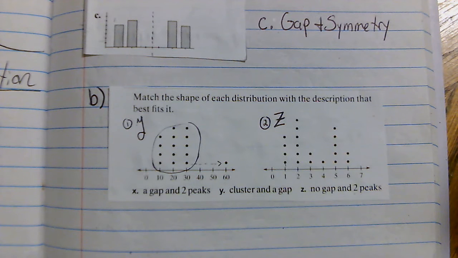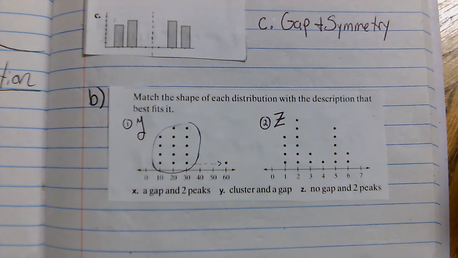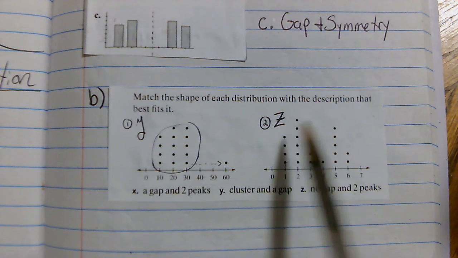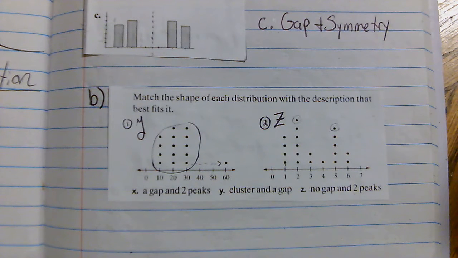Now for the last one, number 2, I picked Z, because from what I'm seeing, yeah, it's low here, but that's not a gap. If there's a data point there, no gap. And it does look like, even though this one's lower, they're both still pretty high. So I chose that as the 2 peaks. So that's what I picked for those. No gap and 2 peaks. So that was my choice.